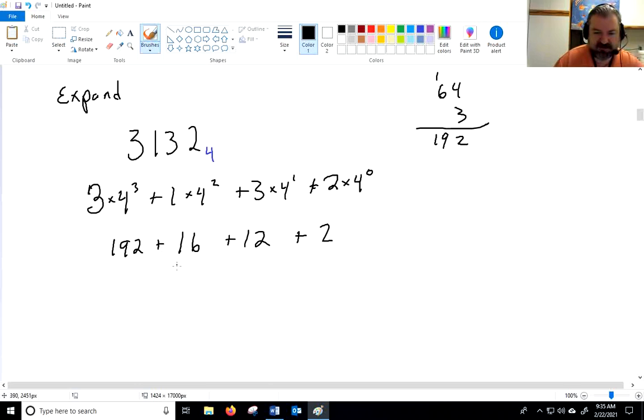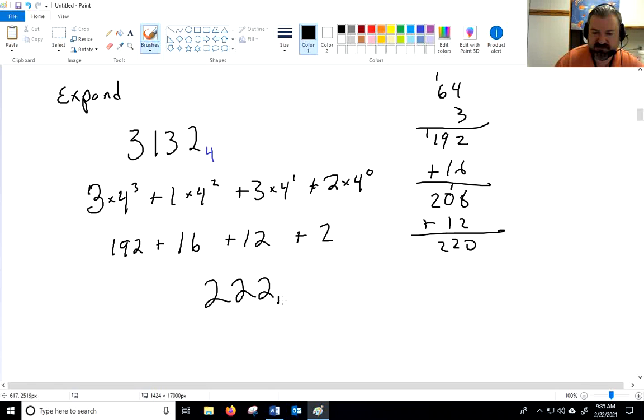And again, the math is getting a little ugly here, isn't it? But that's okay. So 8, and then carry the 1. So that's 208 for the first two. Now I got to add 12 to that. Oh, carry the 1, and 2. So that's 220, and then I need to just add 2. So that's 222 in base 10. All right.